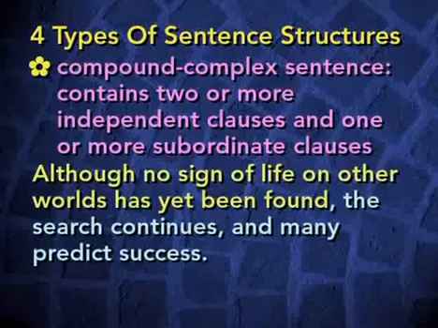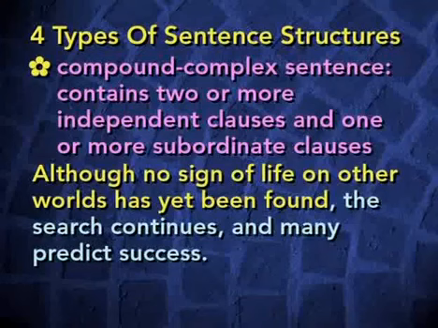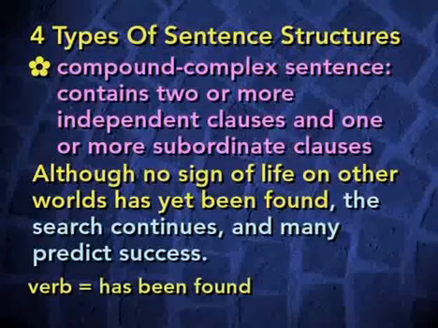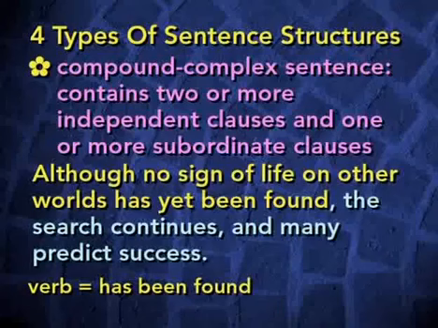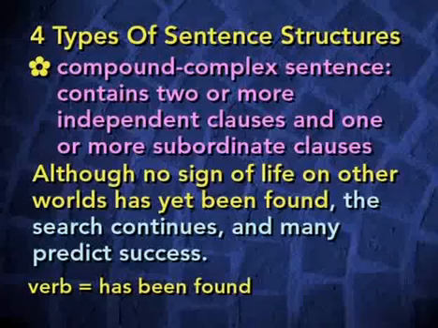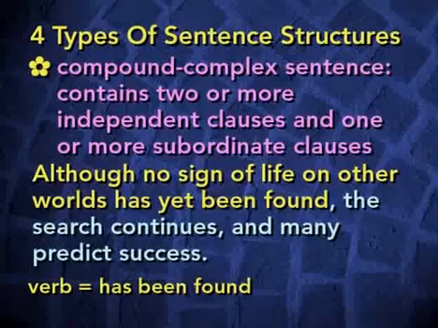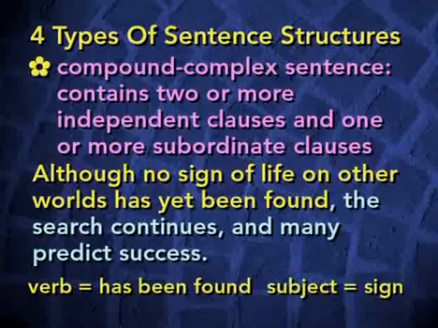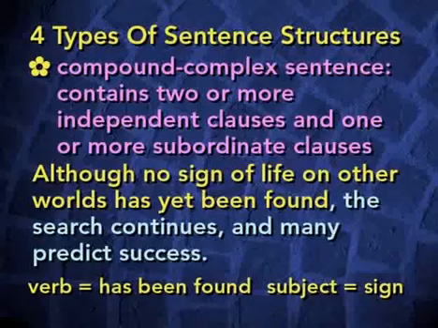The first group of words says, although no sign of life on other worlds has yet been found. This is a clause because it contains a subject and a verb. The verb actually happens to be three words long. Has been found is the complete verb. You need all three words to make up the verb in this case. The word yet, which is stuck in the middle, happens to be an adverb, and adverbs do sometimes interrupt verbs in this way. But that isn't an important detail for right now. The verb is has been found, and the subject is sign. Sign has been found is the heart of this clause.